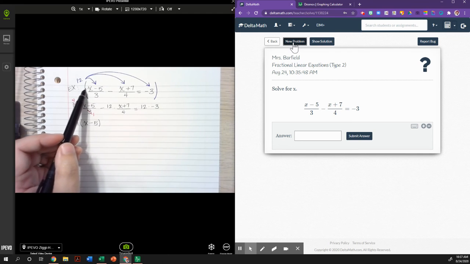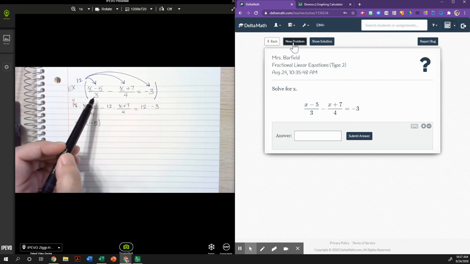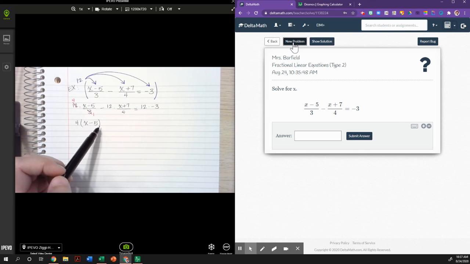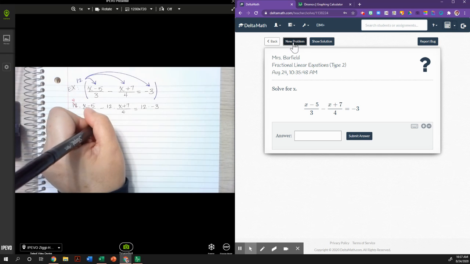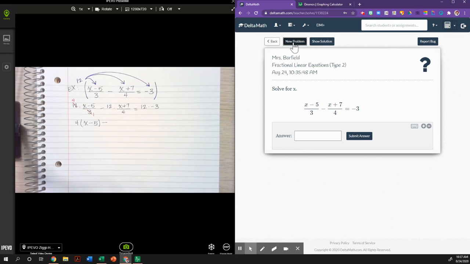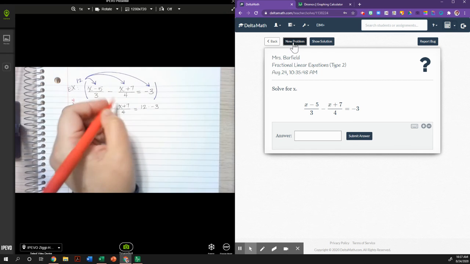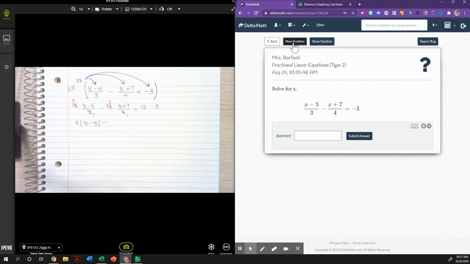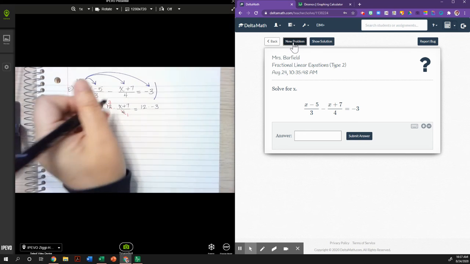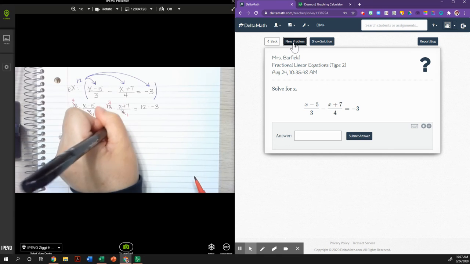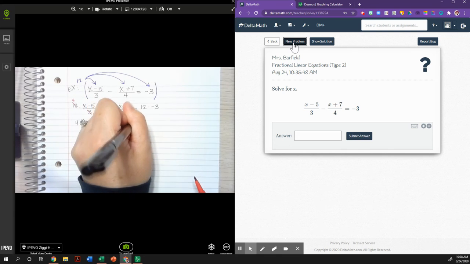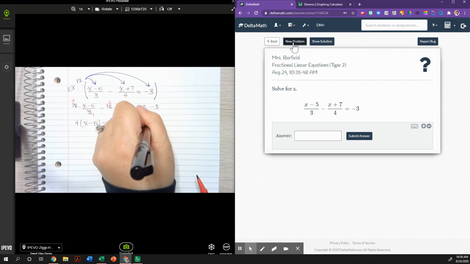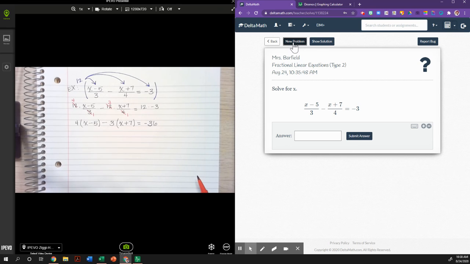Okay, now if you look right here, 12 divided by 3, so I put 4 on the outside, x minus 5. Okay, now I'm going to bring down the minus sign. Now I'm going to take 12 and 4. 4 divided by 4 is 1. 12 divided by 4 is 3. So minus, I'm going to bring down 3, parentheses, x plus 7, equals 12 times negative 3, negative 36.